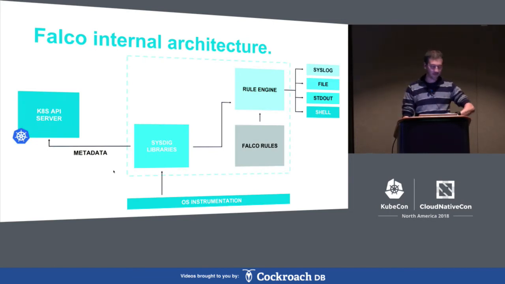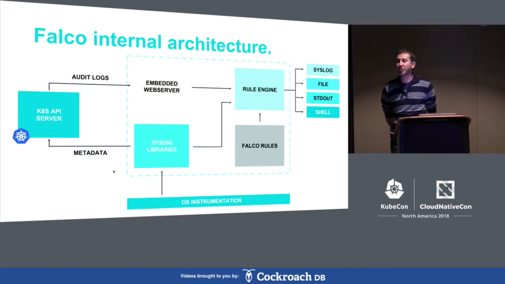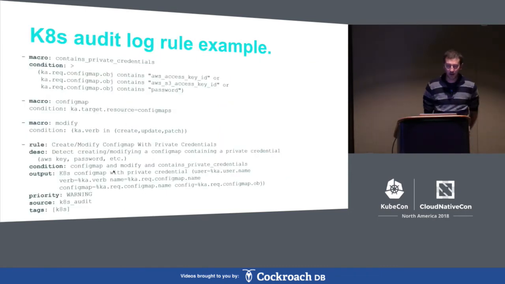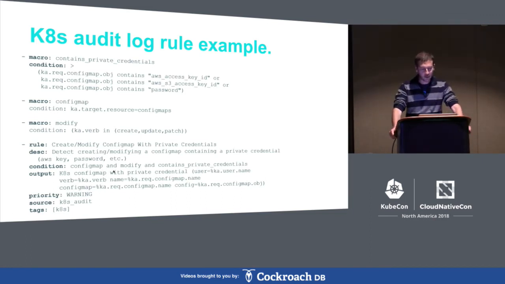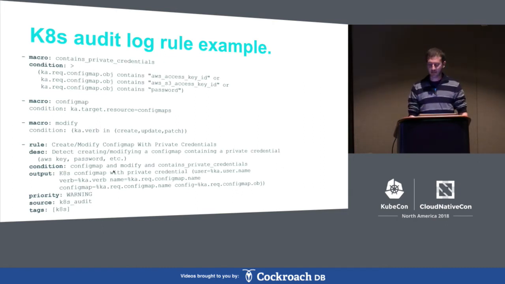Now, since we are talking to the API server, we can add another feature. What we've recently released, really just a few weeks ago, is that we embedded a web server inside Falco so that Falco can receive events from Kubernetes. In particular, we included the ability to ingest Kubernetes audit logs and to treat them as Falco events, so that you can write a condition like this one, which is create or modify a config map with private credentials. So now, same syntax, same ability and flexibility to create rules, and the ability to combine these with the rules that are coming from the system calls, but with data that is coming from Kubernetes. So this becomes much richer and much more powerful.